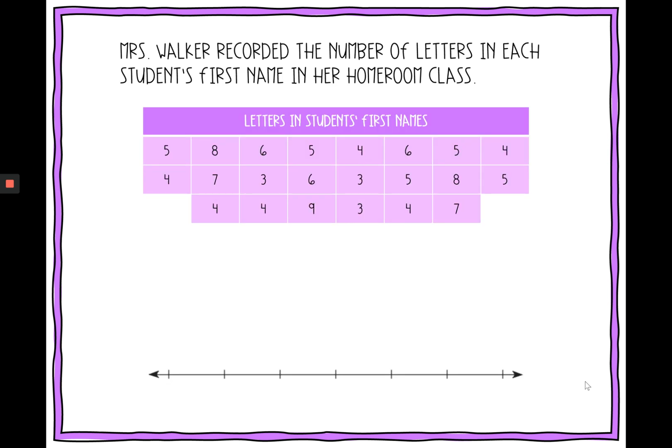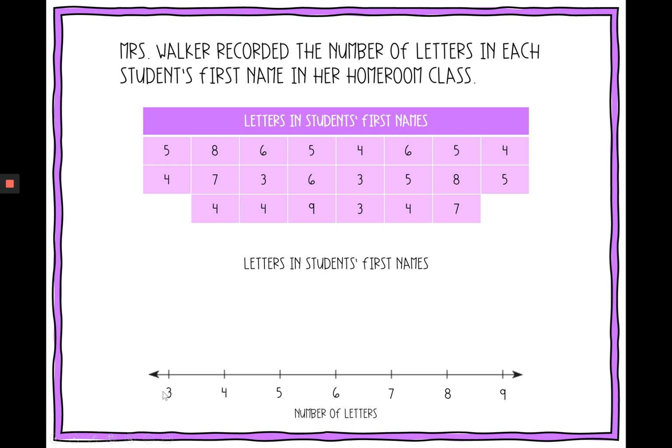So for our first example, Mrs. Walker recorded the number of letters in each student's first name in her homeroom class. We can see those numbers of letters in our table down here, where each number represents one student's first name. And then we already see the number line down here ready to put our dot plot on. The first thing we need to do is always add our title and our labels. So we're going to call this dot plot letters in students' first names. And then the numbers on my number line are going to represent the number of letters in their first names.